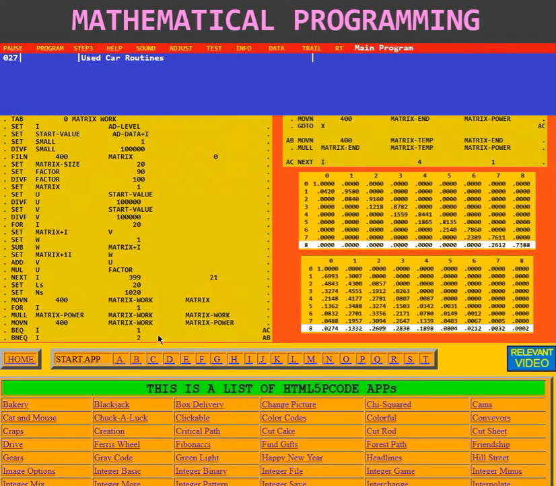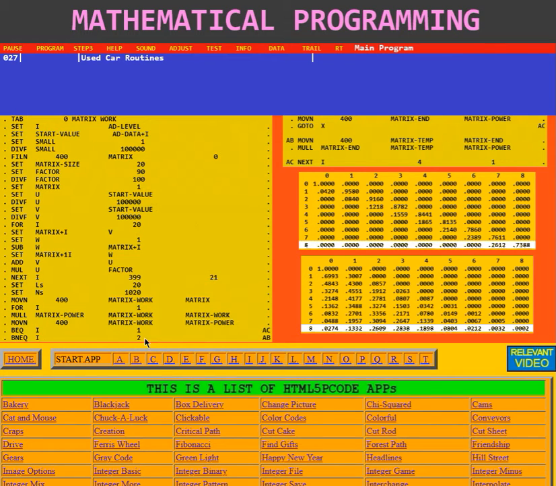Well, that's the first time it goes around. It's going to go to AC, right to the next I, and not do anything else. It's just going to go there and come back to the beginning again. Well, then it's going to do the raising of the power again. It's going to take matrix work, which was the previous matrix power, multiply it out, and then store it again in matrix work. But the next time it goes around, I is going to be 2.